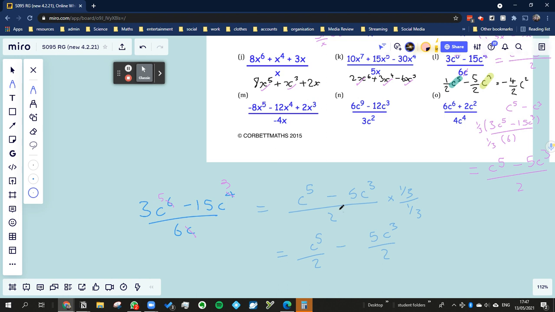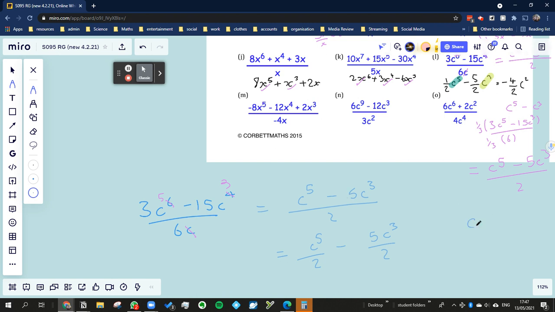Okay? So that is actually as simple as it gets. And you don't need to write this, of course. We're sort of doing it in our head, really. And eventually these kind of things become second nature. But this is as simple as it gets, because you can't group the c to the power 5 and the c to the power 3 because they're different powers, so you can't group them.